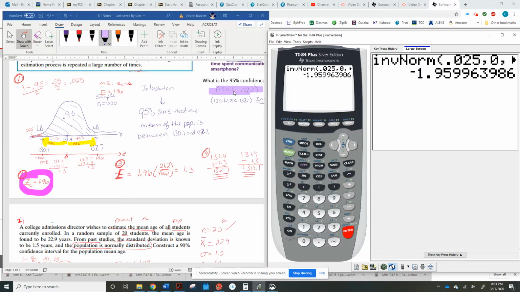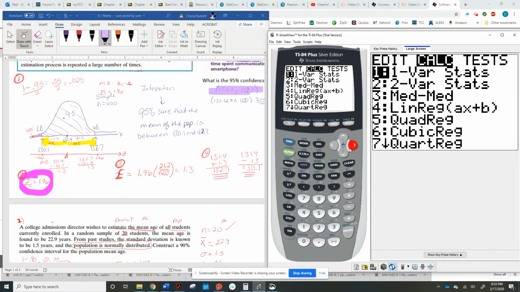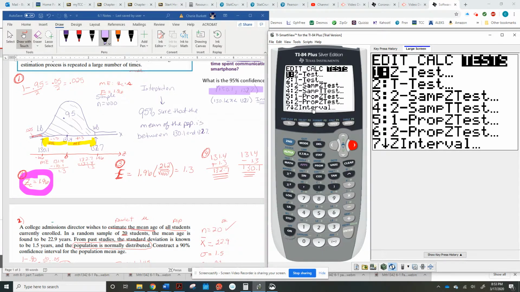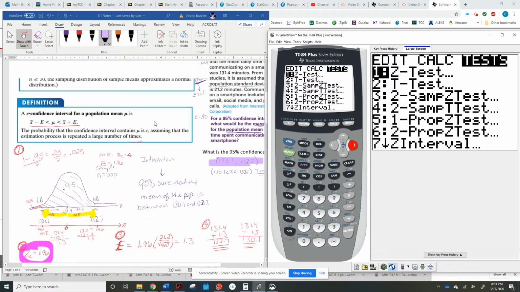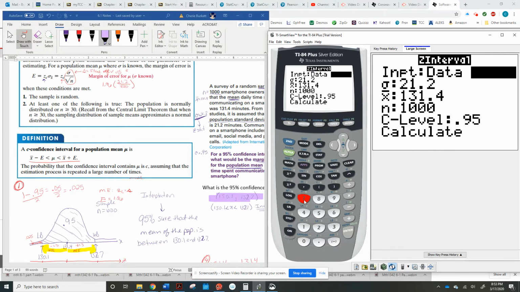Now, to actually get the confidence interval, you're going to use the stat button. You press stat, and you go over to where it says tests. Option number 7 says Z interval. Remember, when we were doing StatCrunch, we did Z stats. So we're going to do Z interval again. And why are you using Z? We're using Z because we know the sigma, this number right here, the population standard deviation. Since we know that, I'm going to choose option number 7.